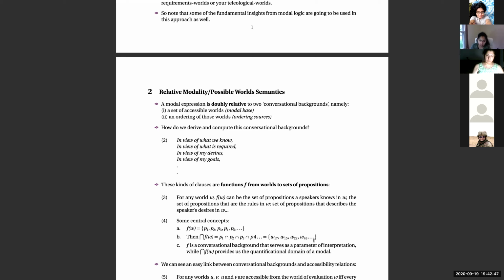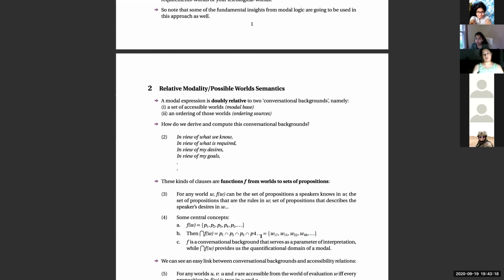Okay. And we need a set of worlds because that's what the model wants to quantify over. Models care about worlds. It wants to see a set of worlds in its meaning. So F is a conversational background that serves as a parameter of interpretation, and generalized intersection over this set provides us a quantificational domain of the model. Do we have any questions about this very fundamental concept?